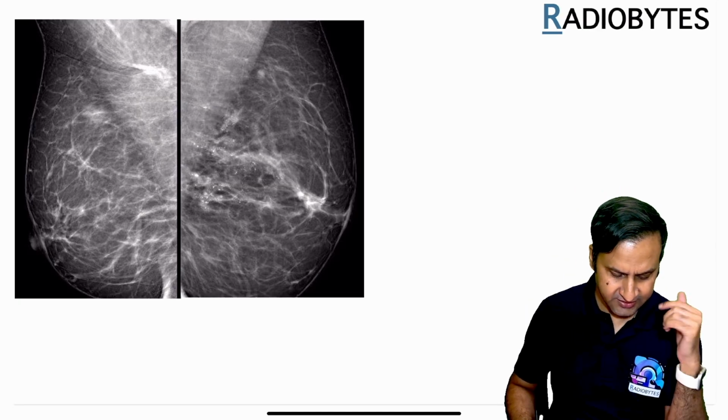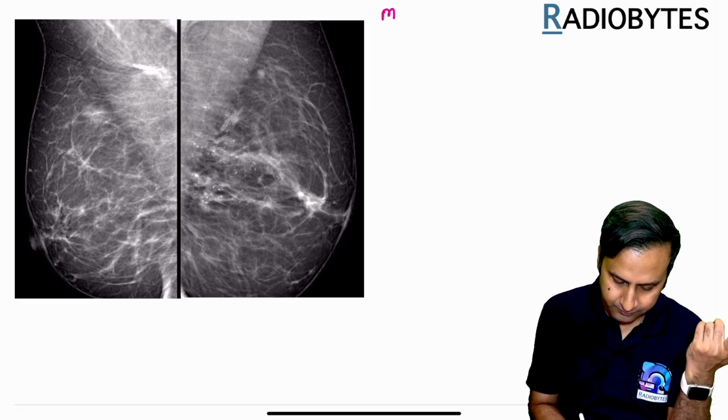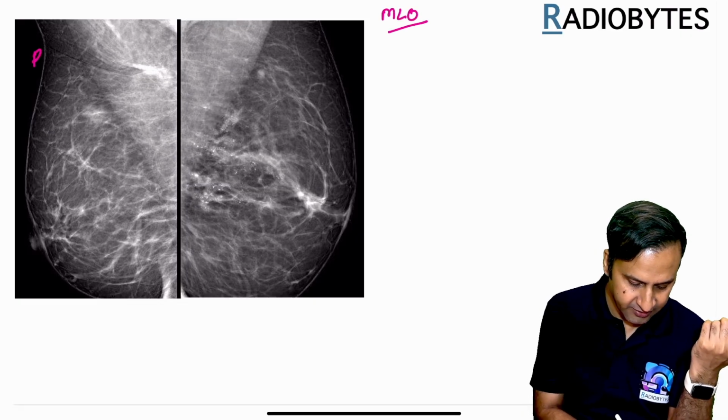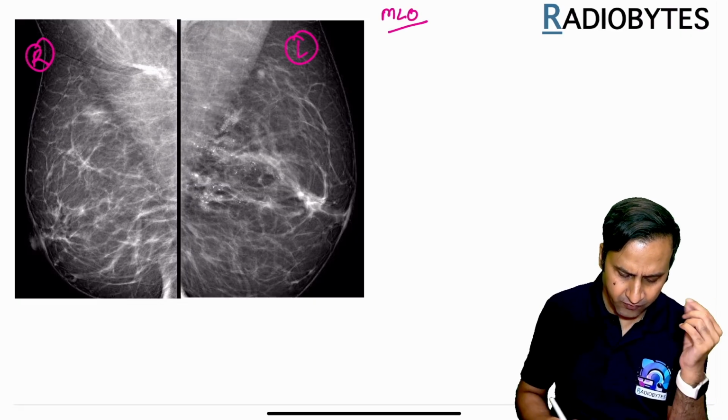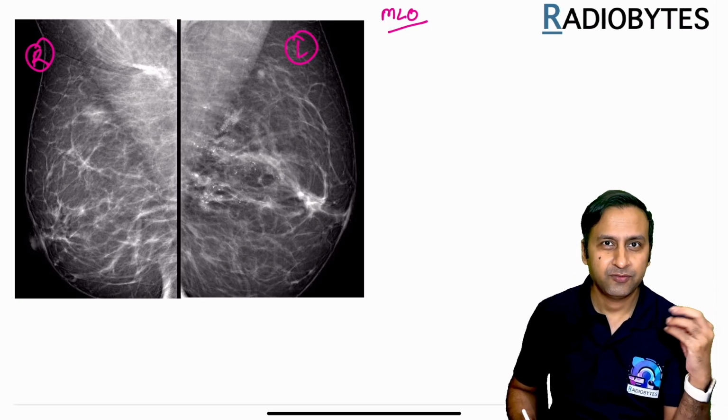Now, let's have a look at another case. Now, this is a mediolateral oblique view. I hope everybody is going to identify it. This is the right breast. This is the left breast. Now, first question, are there calcifications? So we've already learned this. We've already looked at so many cases.